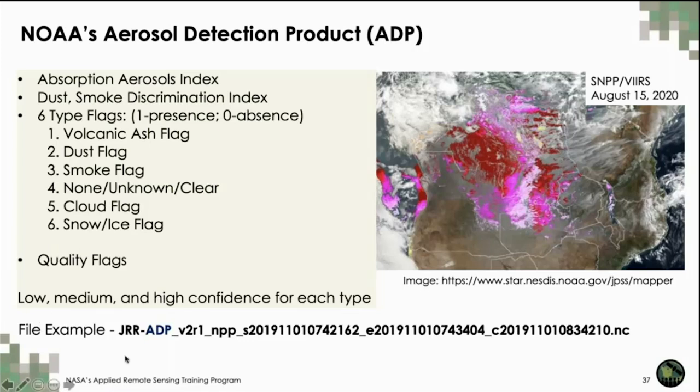So this data is all stored in this file. The example file name is given. This comes in a NetCDF format. Unfortunately, this does not come in an ASCII file, because the data volume is pretty large. Each of these pixels is 375 meters big, so there are a lot of pixels, and this data you can download from the NOAA.